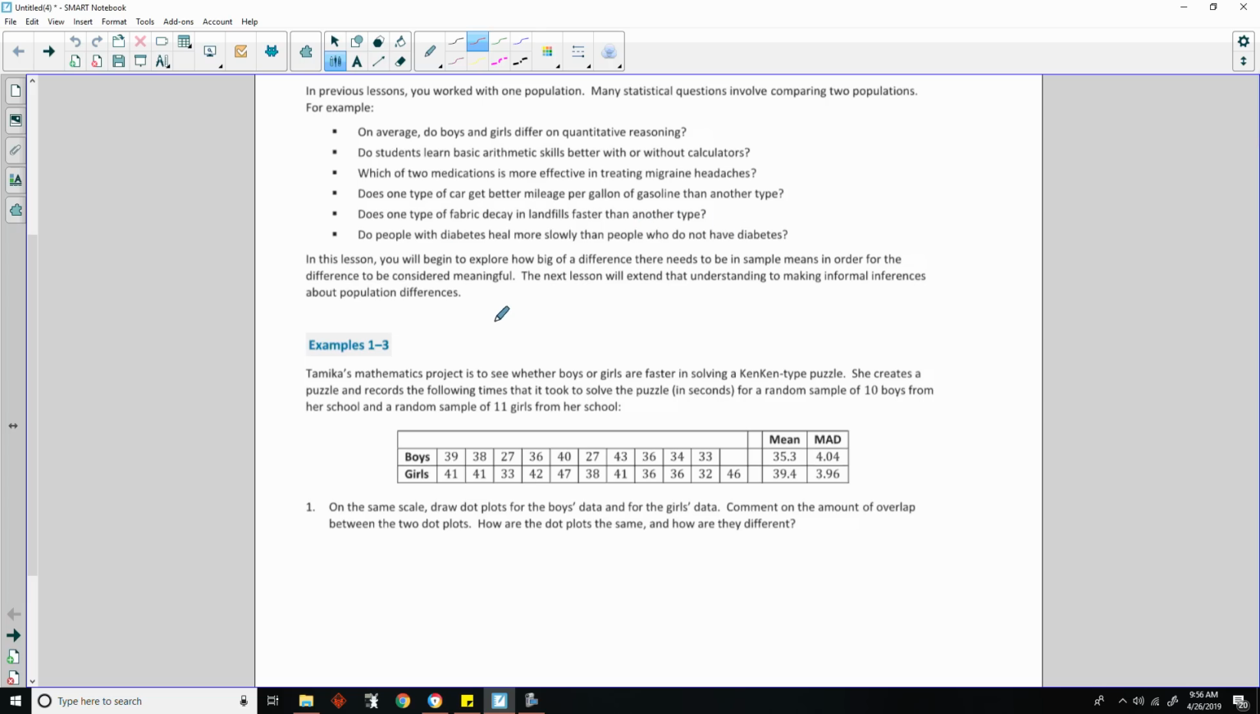In this lesson, you will begin to explore how big of a difference there needs to be in sample means. Okay, so how big of a difference in sample means in order for the difference to be considered meaningful. The next lesson will extend that understanding to making informal inferences about population differences.